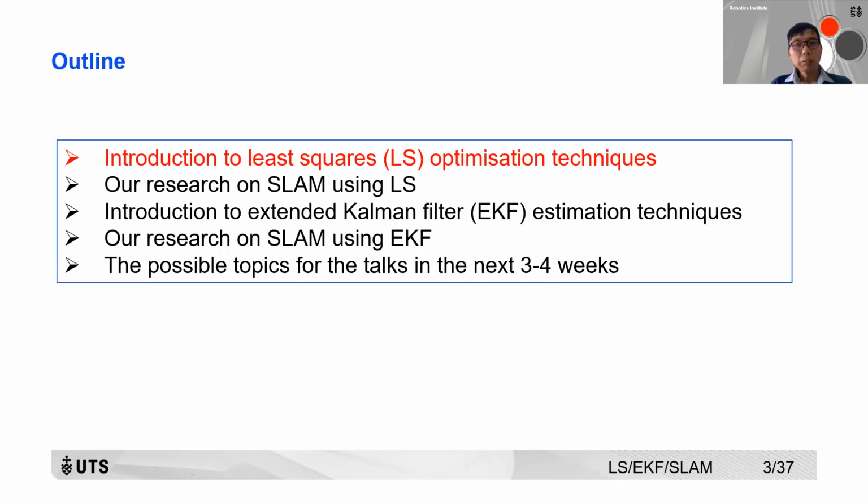So this is the outline for my talk. I give an introduction about least square and then talk about our research on SLAM using least square. Then I talk about extended Kalman filter and our research on SLAM using extended Kalman filter. Then I will talk a bit about the possible topics for the next 3-4 weeks for this reading group.